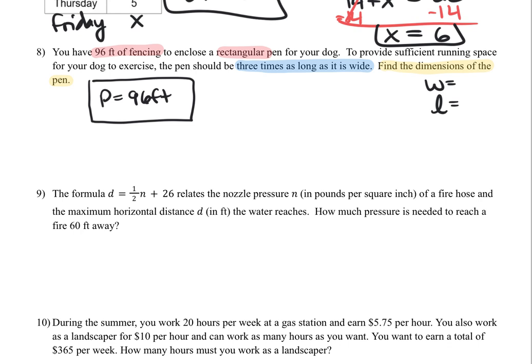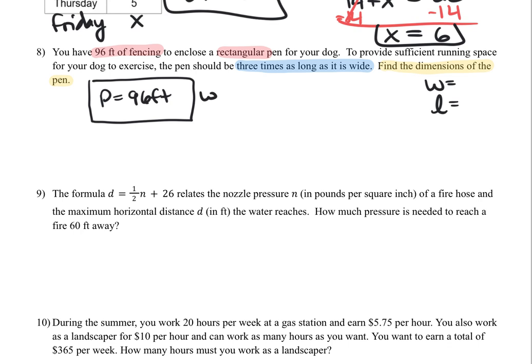Now I have a little bit more information. It says 3 times as long as it is wide. Do we know how wide it is? No, so let's do a W for width, okay? If it's asking for it to be 3 times as long as it is wide, how do I write 3 times W?